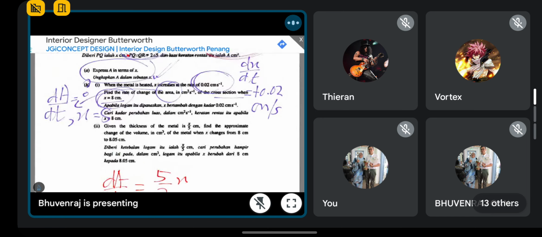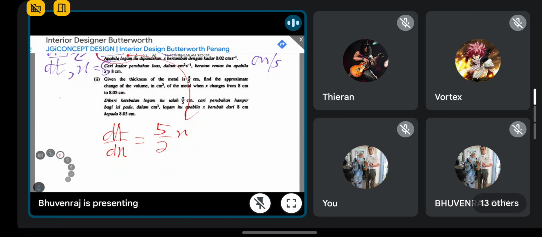They said when x is 8, bila x sama dengan 8. So what I should do here, guys? What to do with the 8 cm? Apa langkah dia? Yes, very good. Ganti kat sini. Just substitute over here. This is why they give you the info. So you will get 20 when you substitute.